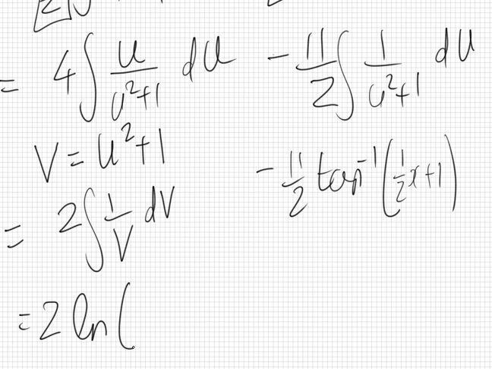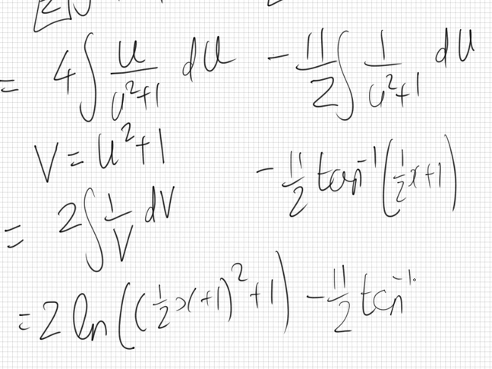But what's v? U squared plus 1. But what's u? A half x plus 1 squared plus 1 minus 11 over 2 tan inverse a half x plus 1.